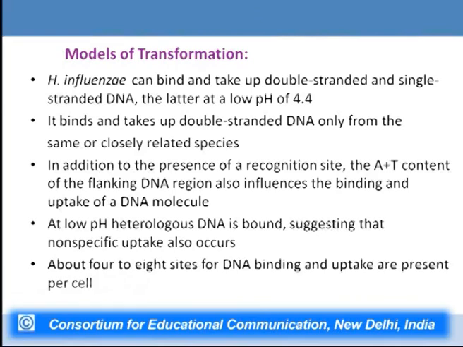When we lower the pH, then this organism is able to take DNA which is not related to this particular species. It can take DNA from other non-related species also. About 4 to 8 sites for DNA binding and uptake are present per cell in Haemophilus influenzae.